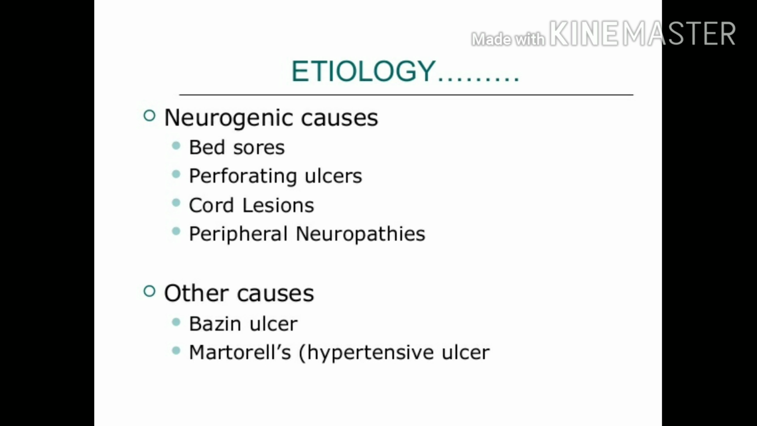Other causes can be neurogenic, like bedsore, perforating ulcers because of the cord lesions, and peripheral neuropathies like syphilis and diabetes mellitus. Last, other causes will also include Barrett's ulcer and Martorell's ulcer, which is also called hypertensive ulcer.